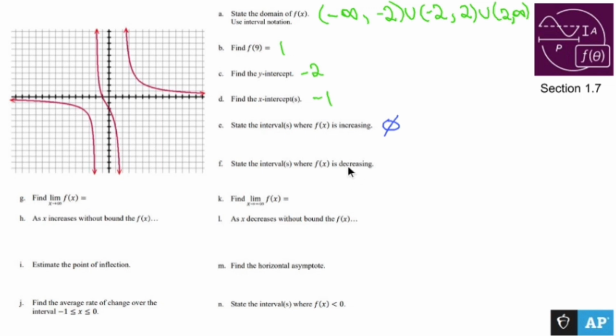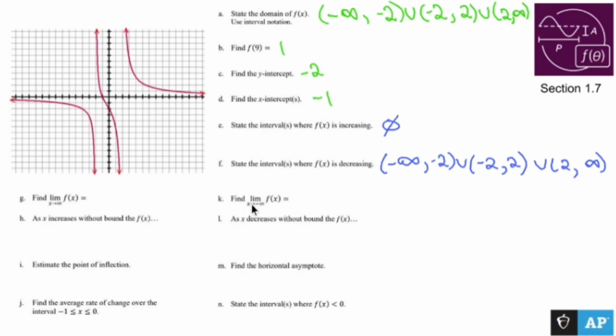State where the interval is decreasing. Well, it's always decreasing. We just figured that out. So it's basically the same as that. It's decreasing to -2, and then from -2 to 2, and then from 2 and on forever. So the same as -infinity to -2 union, -2 to 2 union, 2 to infinity. Well, not and beyond. There's no such thing.